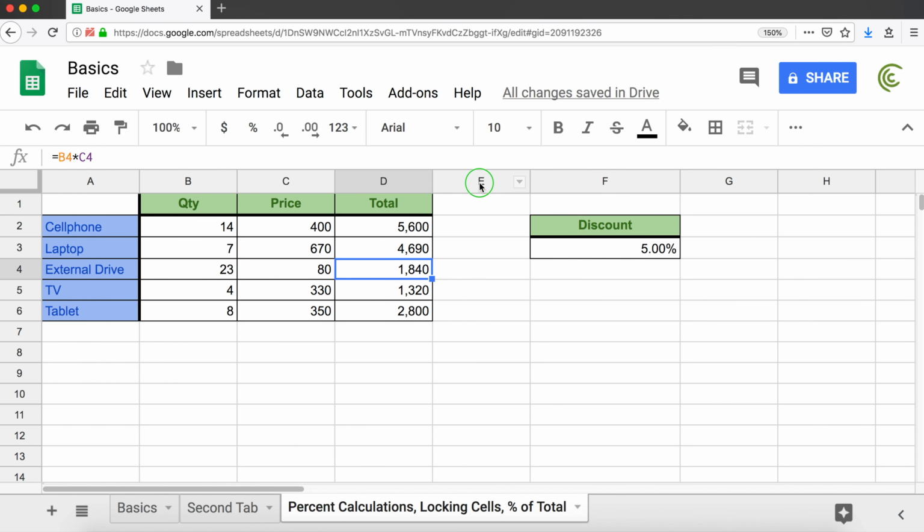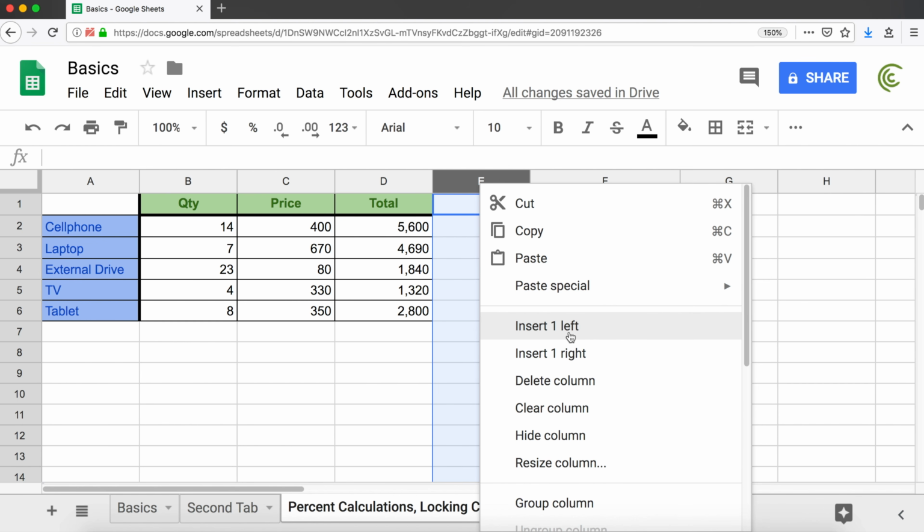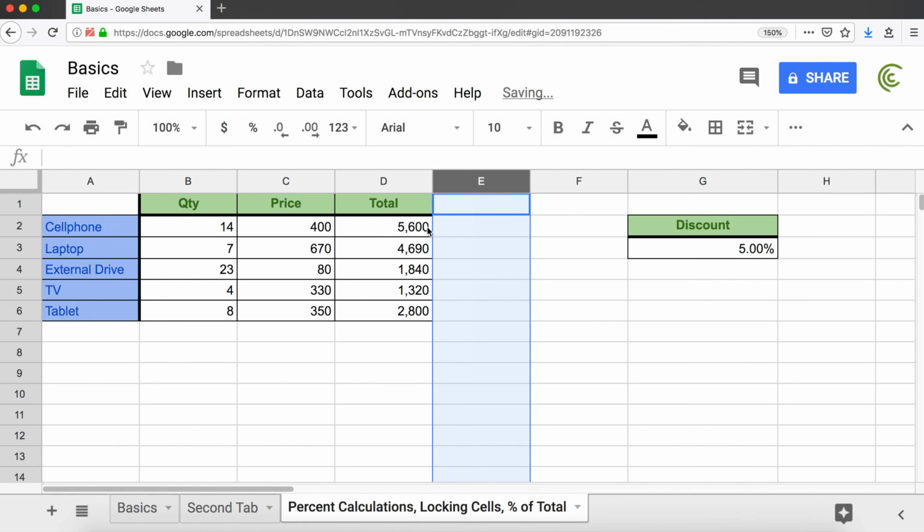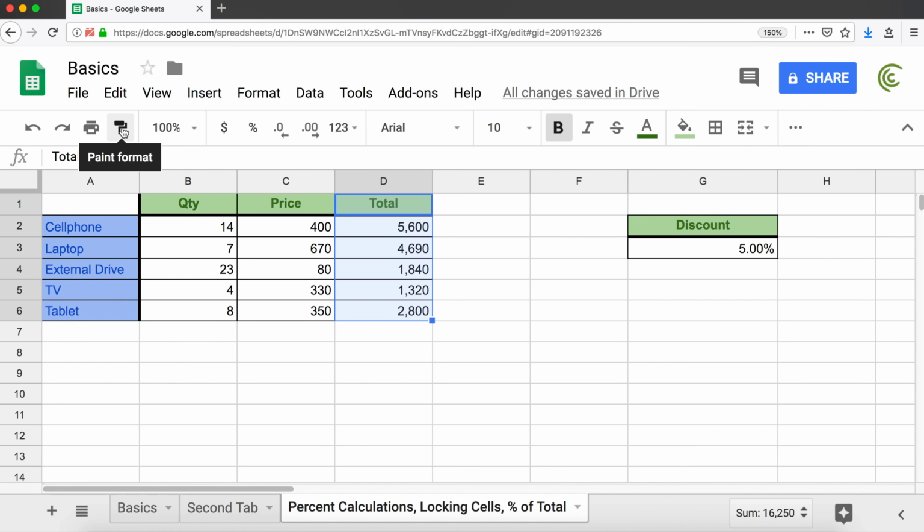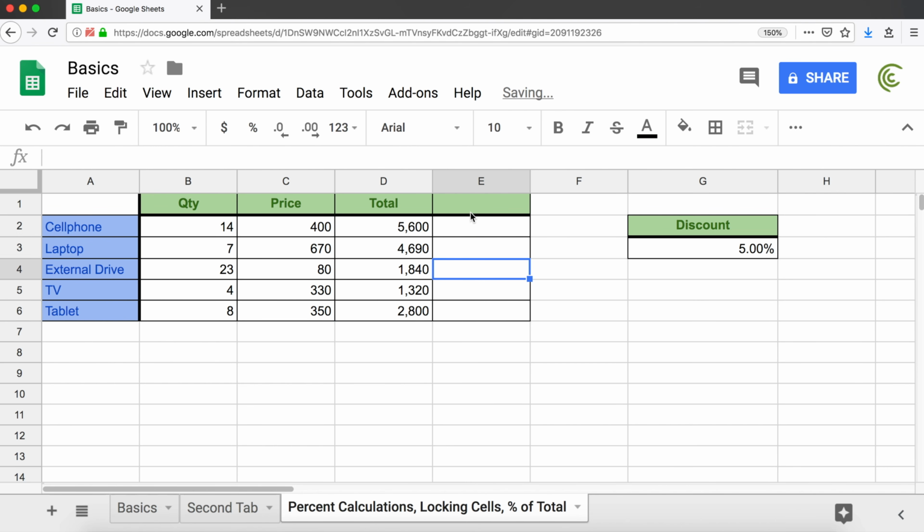I'm going to add a column here. Right click, insert one left. Perfect. Maybe make this look the same. I'm going to select this area, use paint format, click in this cell to replicate this format. Now I want to calculate some discount. I want to apply 5% discount to all of these totals. Let me create my column. Okay, so now I need to calculate 5% discount for all of these totals.